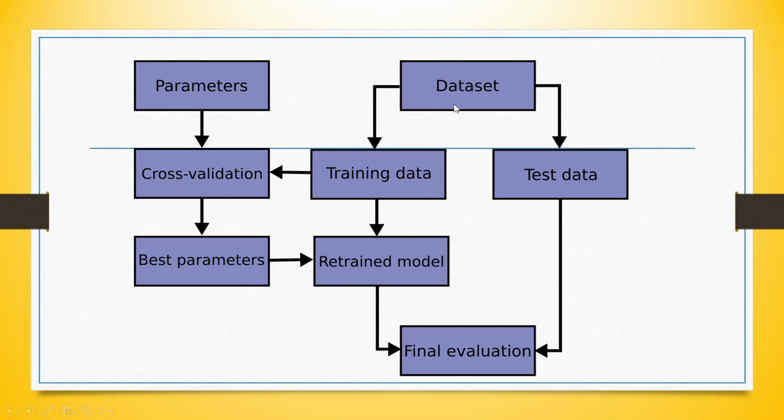So we will divide the dataset into two parts, training and testing. The training dataset will be used for training the model for regression learner. The parameters will be estimated and the cross validation will be carried out so that we can extract the best parameters from it. Once the best parameters are extracted, we will again retrain the model and the test data will be used to check for the final evaluation. The question arises, what is a cross validation?